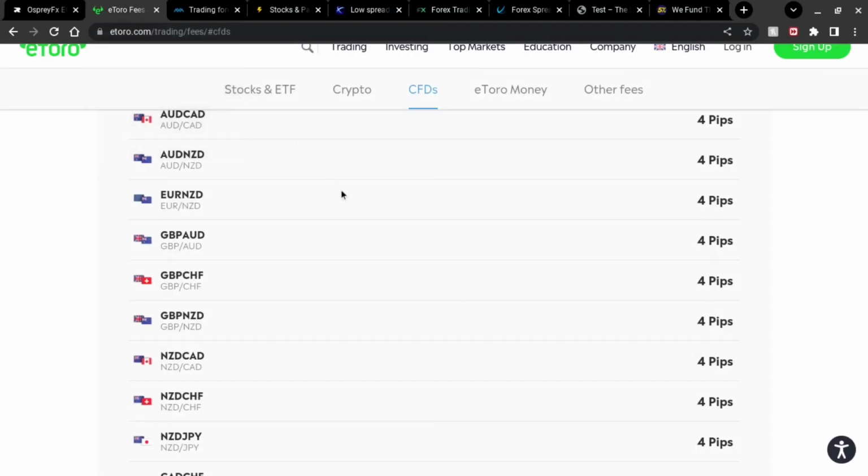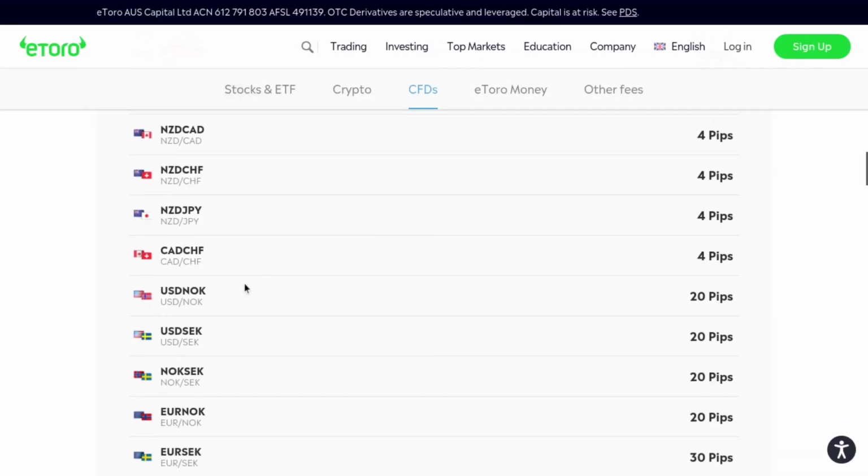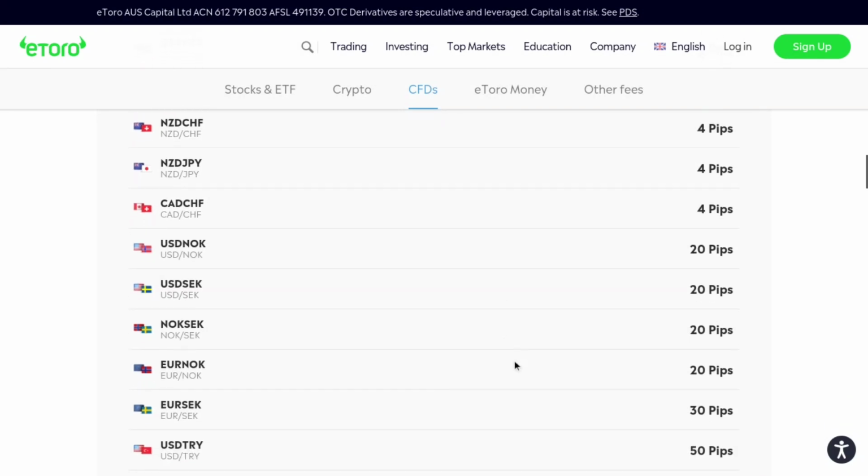Next, we'll look at eToro, some of the exotics that they have, USD NOK. So around 20 pips. This seems to be set. So this is again, eToro offers fixed spreads.